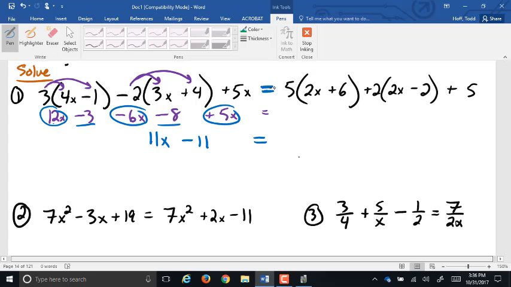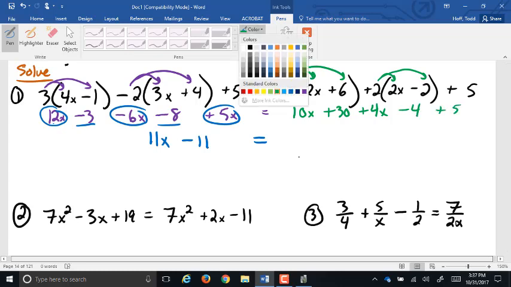Okay, so now on the other side of the equation, we start out the same way. We have parentheses, so we're going to start. 5 times 2x makes 10x. 5 times 6 makes 30. Next set of parentheses, 2 times 2x makes 4x, and 2 times negative 2, negative 4, and then we still have the positive 5.